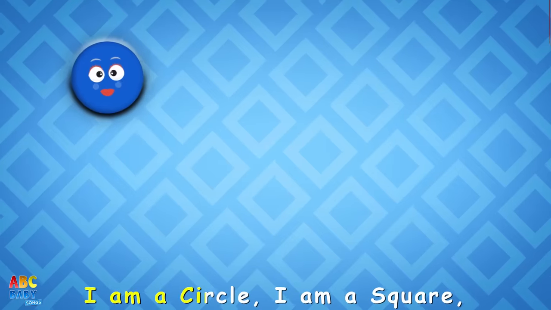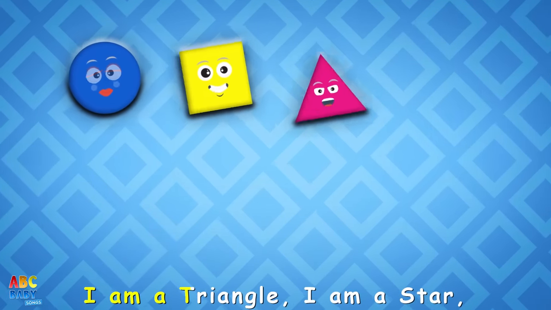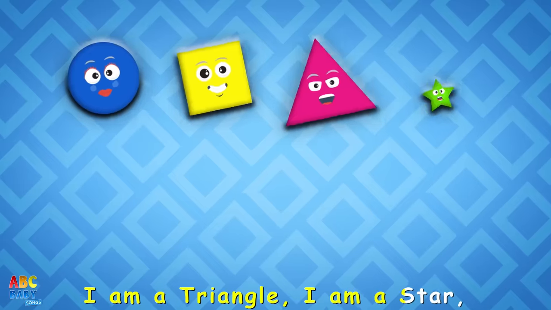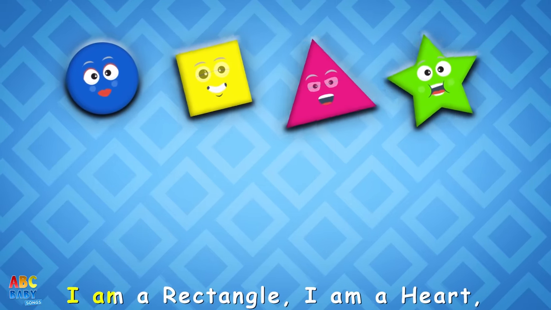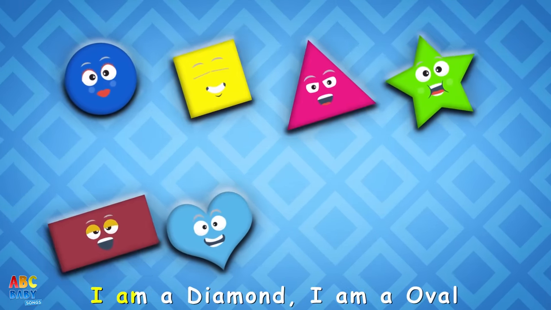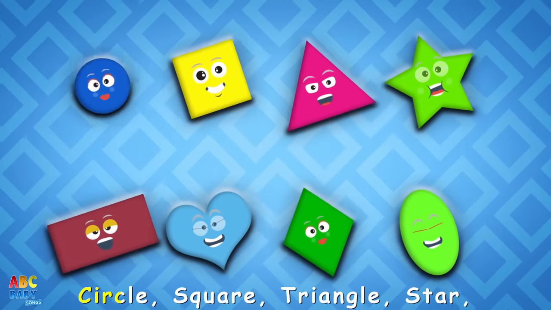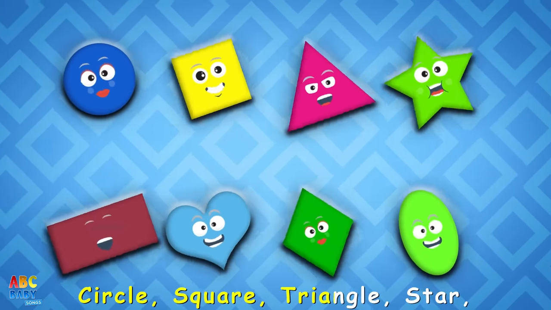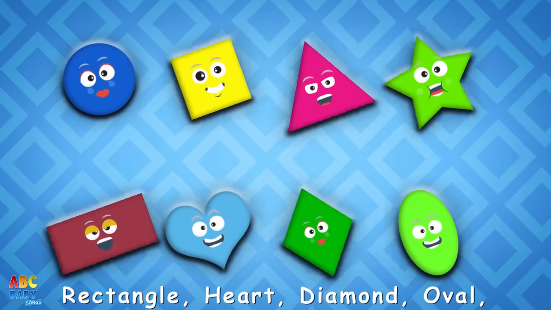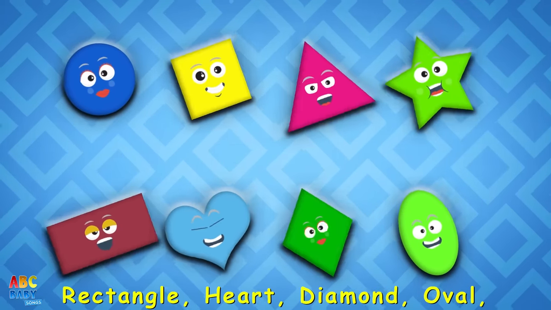I am a circle. I am a square. I am a triangle. I am a star. I am a rectangle. I am a heart. I am a diamond. I am an oval. A circle, square, triangle, star, rectangle, heart, diamond, oval.